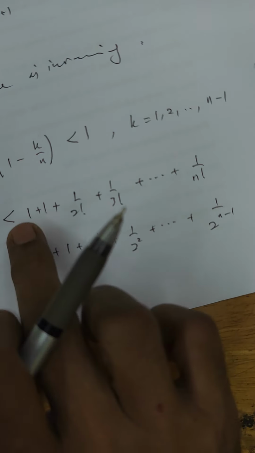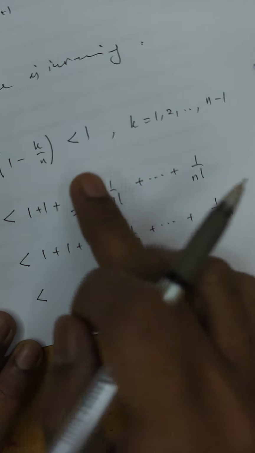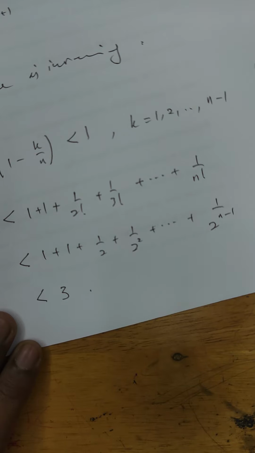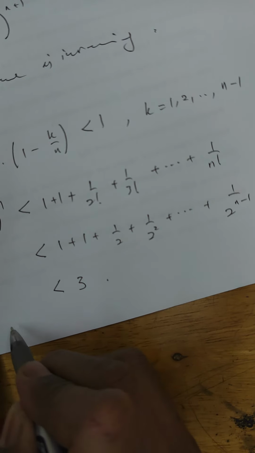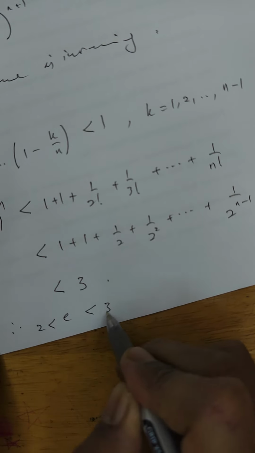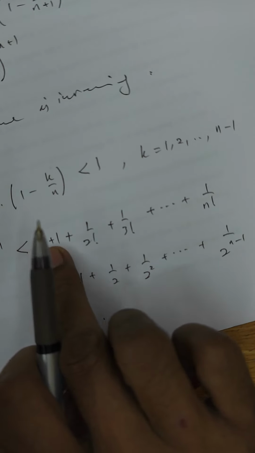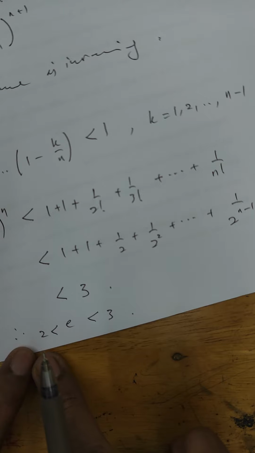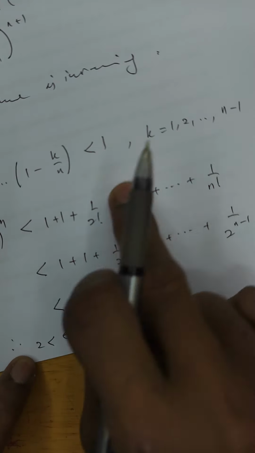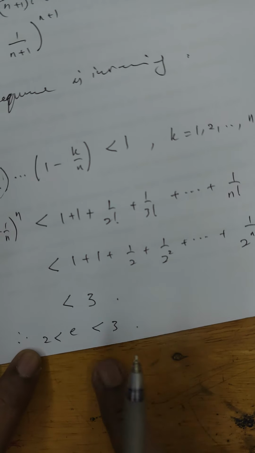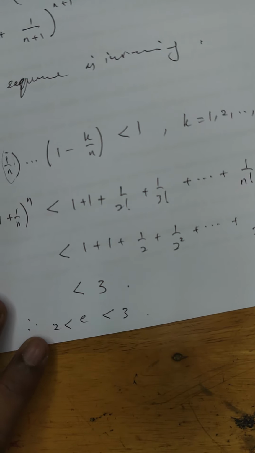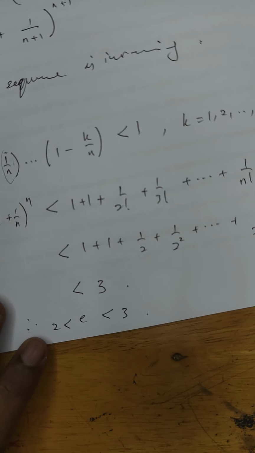Altogether you got 1 plus 1, you got 2, plus something less than 1, so basically more than 2 but less than 3. So therefore we have e is in between 2 and 3, because this is 1 plus 1, definitely greater than 2, and then you have another extra term there which is less than 1, so definitely it cannot go bigger than 3. So therefore e is between 2 and 3.